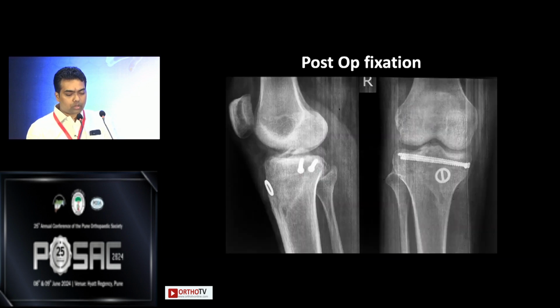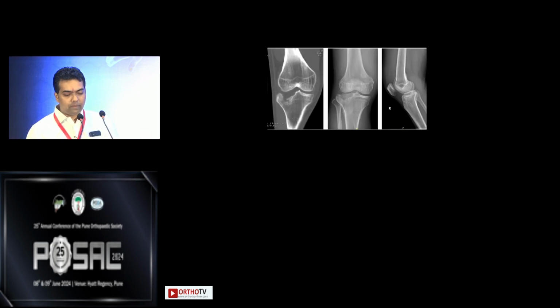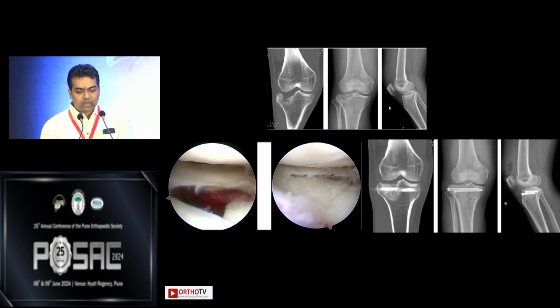So this is post-operative fixation, where the ACL avulsion was fixed with a pull through and the fracture was supported with these two screws. Then there is also a technique described where they classify these posterolateral depressions into different types of tilts, where the tilt of the fracture is either posterolateral, just lateral, or a central depression, and according to that we need to elevate it in these ways.